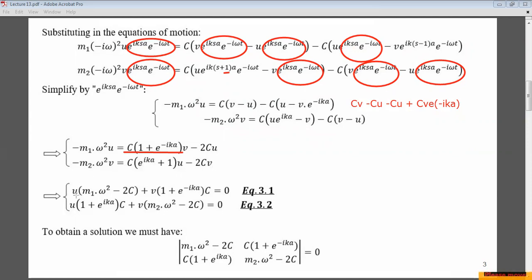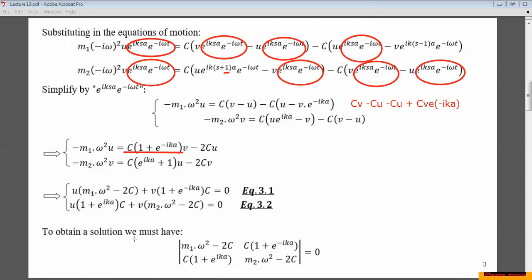Now I have two equations. I'll take everything with U together and whatever is in V together. So I have U into (M1 omega square minus 2C), or you can say that I took minus M1 omega square U to the other side. So I have U into (M1 omega square minus 2C) plus V into (1 plus e^(minus ika)) C is equal to 0. And from the other one, it looks similar. These are equations 3.1 and 3.2.